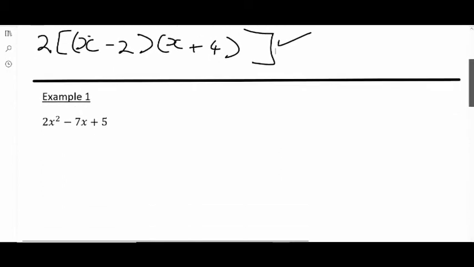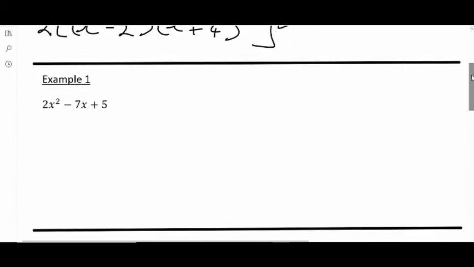But what if you can't? In this example, 2x squared minus 7x plus 5, we can't divide anything by 2. We can't pull out a 2. 7 is not divisible by 2. 5 is not divisible by 2. Oh my goodness.